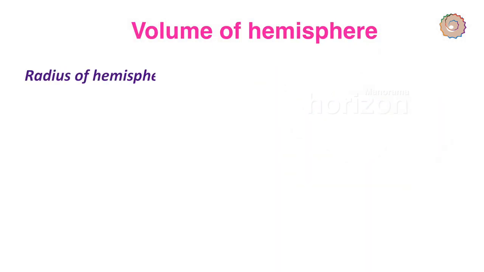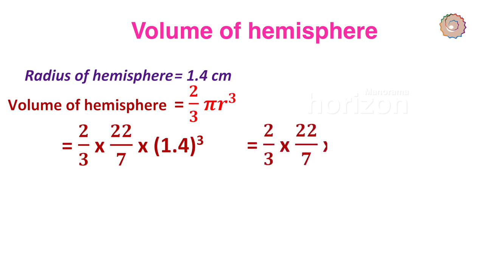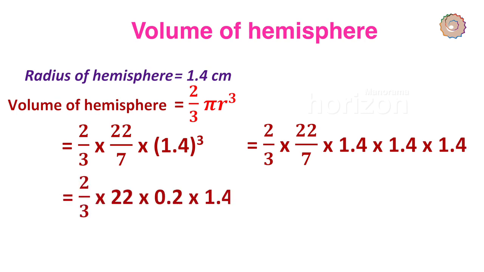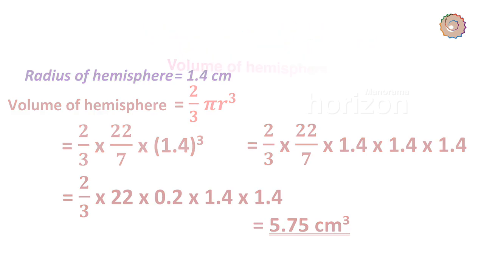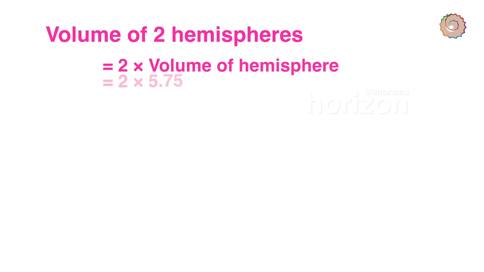The radius of the hemisphere is given as 1.4 centimeter. Now volume of the hemisphere is given by the equation 2 by 3 pi r cube. Substitute the values, 2 by 3 into 22 by 7 into 1.4 cube, which is equal to 2 by 3 into 22 by 7 into 1.4 into 1.4 into 1.4. Solving, 2 by 3 into 22 into 0.2 into 1.4 into 1.4, we get the answer as 5.75 centimeter cube. Now volume of two hemispheres means 2 into volume of one hemisphere, which is equal to 2 into 5.75, and we get 11.50 centimeter cube.